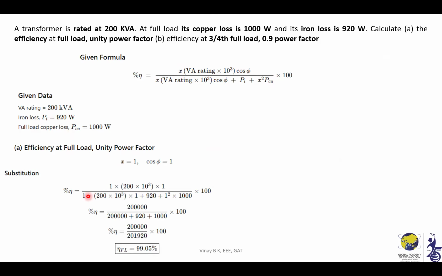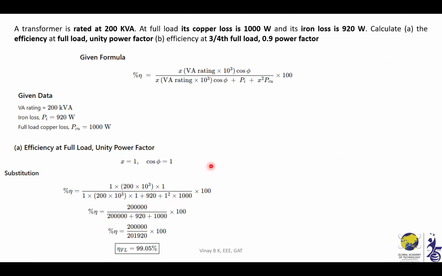So you can see efficiency is 1 into VA rating is 200 into 10 to the power 3 into power factor is 1 divided by 1 into 200 into 10 to the power 3 into 1 plus iron loss is 920 plus X square, that is 1 square into 1000, into 100. Substitute these values, you'll get the efficiency for full load as 99.05%. So be careful while substituting the values. You just have to get the exact answer, 99.049. So I'm writing that as 99.05.